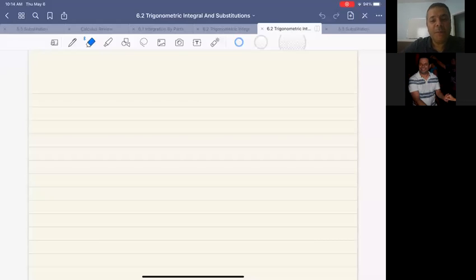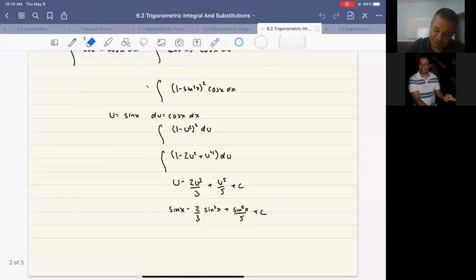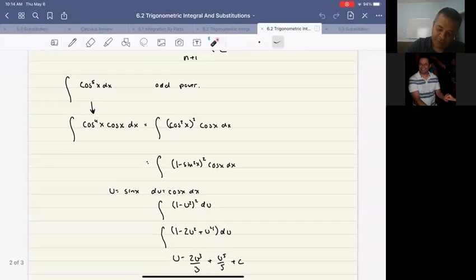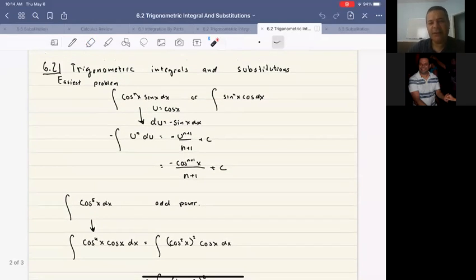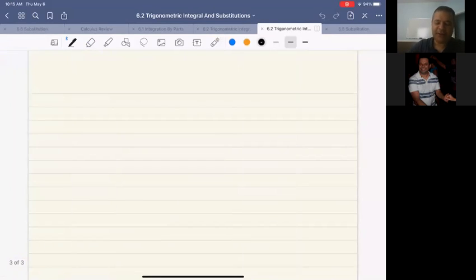All right, welcome back. So the last time we did cosine to the fifth of x, and I said the fact that that was an odd power made it still basically the same sort of problem we were having in substitution in general. Let's look at, let's say, the integral of cosine to the sixth.